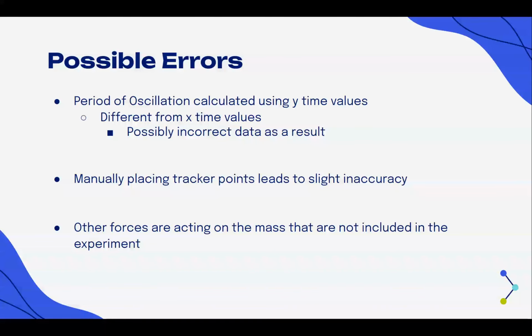Potential errors in this lab include three main ones. The period of oscillation was calculated using y time values, which will lead to different results compared to the x time values. Manually placing tracker points could have led to a slight inaccuracy for the actual position of the mass. Additionally, there are other forces acting on the mass that are not included in the experiment, which means that the data is likely a bit incorrect.